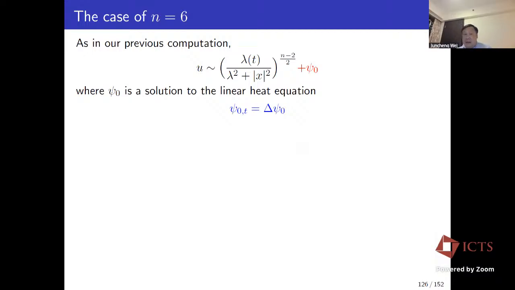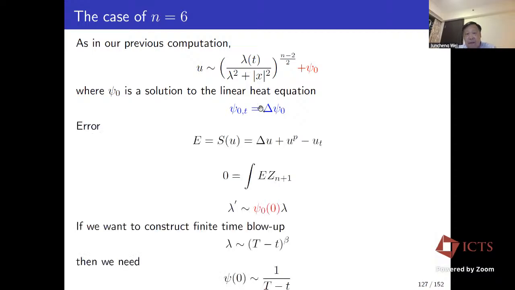N equals 6. As in our previous computation, if we have a solution like this, phi 0 is a solution to the linear heat equation, then we put it into the error here, and we compute the formula, and we get in dimension 6, you get a number prime as phi 0 lambda. And then you don't get a blob in this way.